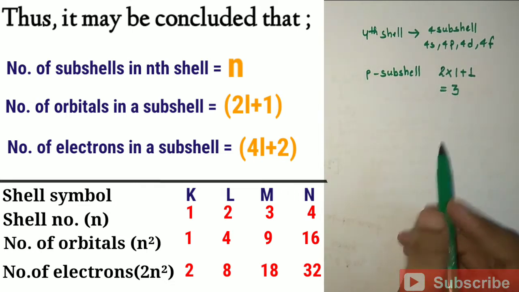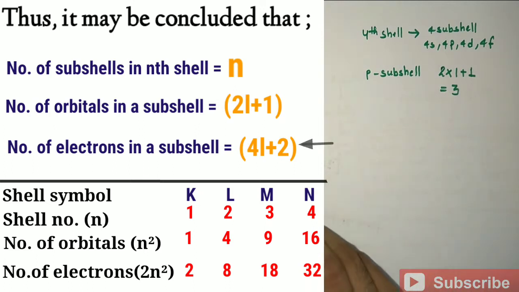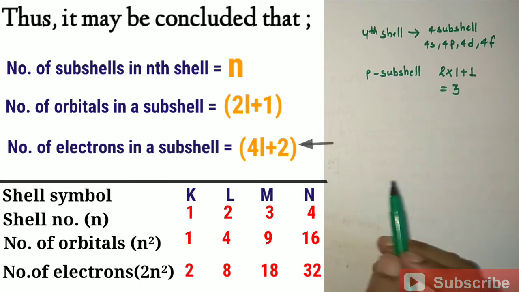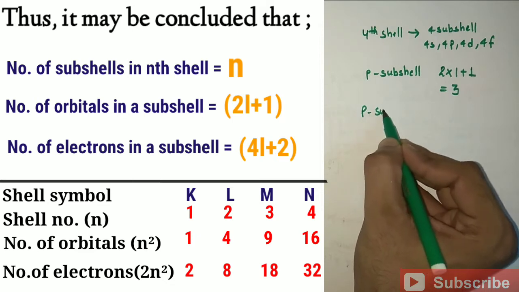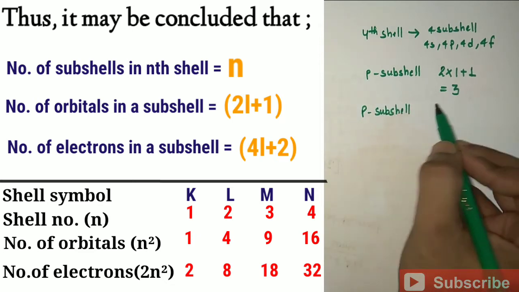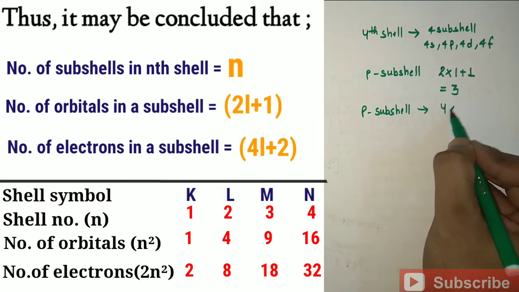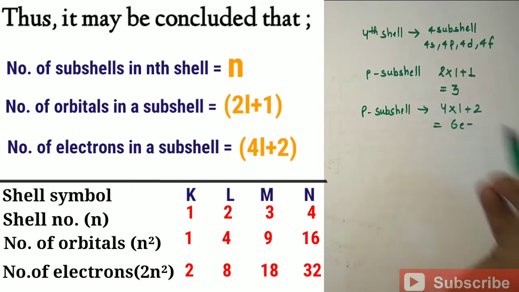Now the number of electrons in a subshell comes out to be 2 into 2l plus 1, that is, it comes out to be 4l plus 2. So now let's suppose we are talking about the p subshell. The number of electrons in this p subshell is equal to 4l plus 2, which is 4 into 1 plus 2. So this comes out to be 6 electrons, and the p subshell has a total of 6 electrons and 3 orbitals.